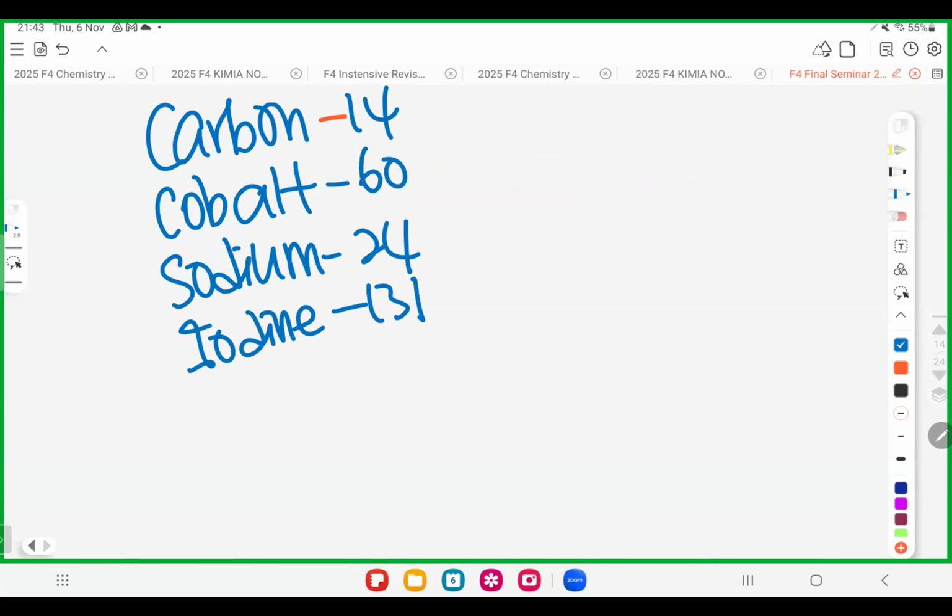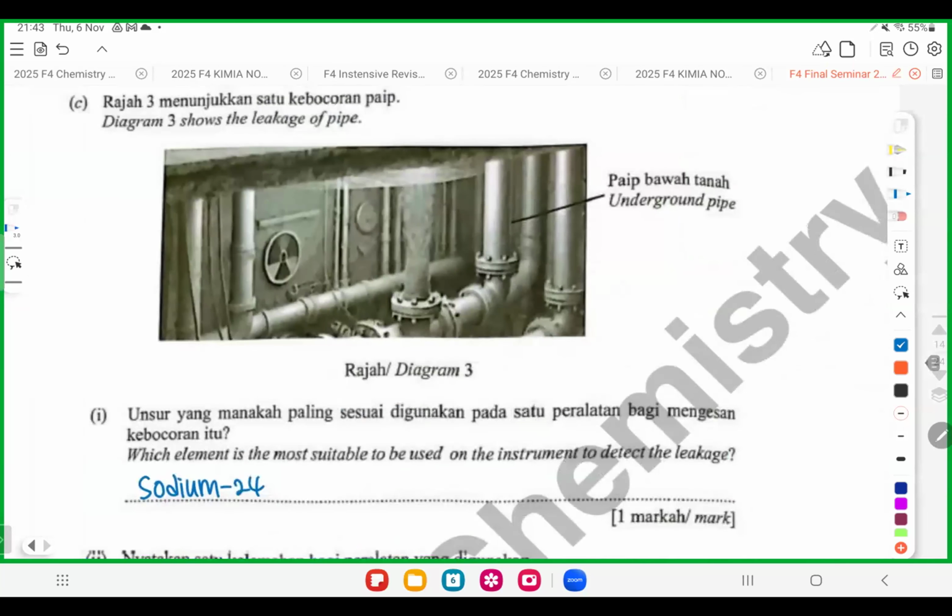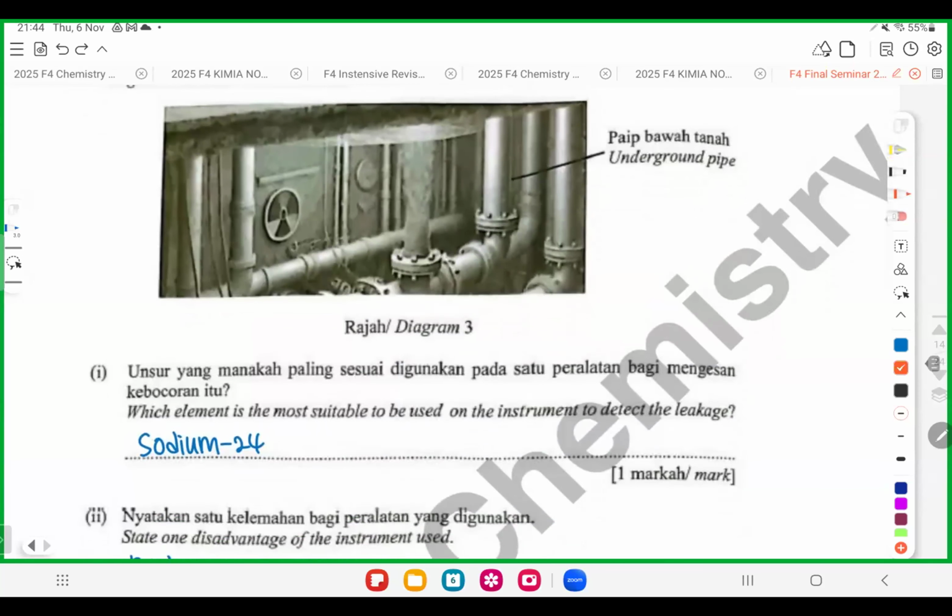Okay, now listen. They ask me, which element is most suitable to be used to detect the leakage? Sodium 24. So the dash is important. Some examiner, they are very particular. If you don't put the dash, no mark at all. So you can see, even a dash is important.